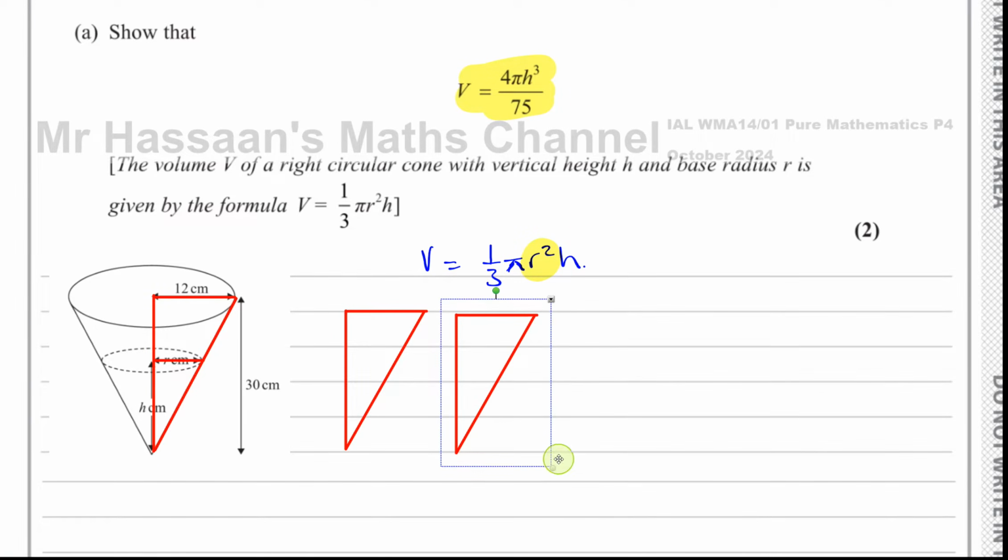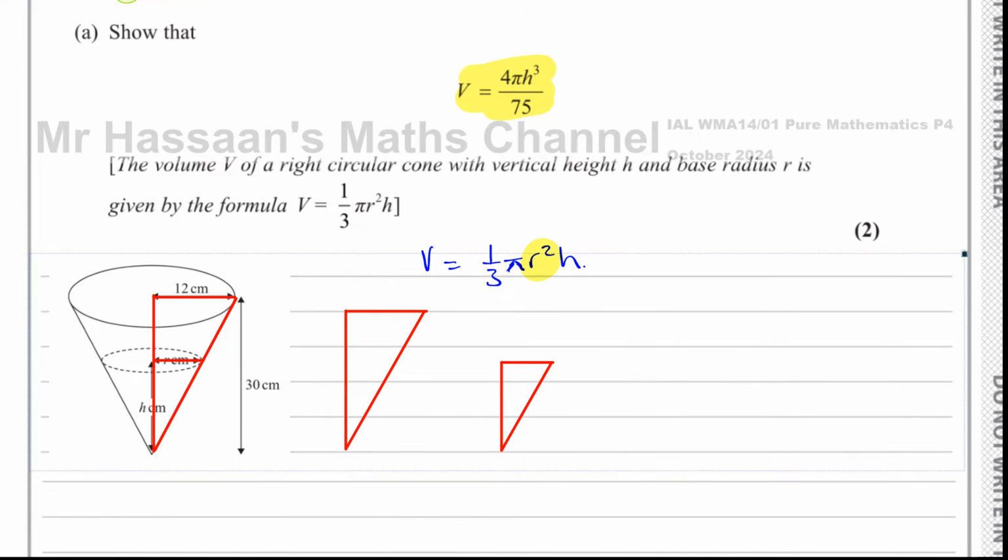Okay, so now I have these two similar shapes. The small one represents the water, and the big one represents the cone. So now what do we have here? This is the height of the container, which is 30 centimeters. This is the radius of the container, which is 12 centimeters. This is the height of the water, which is h centimeters, and this is the radius of the water, which is r centimeters.